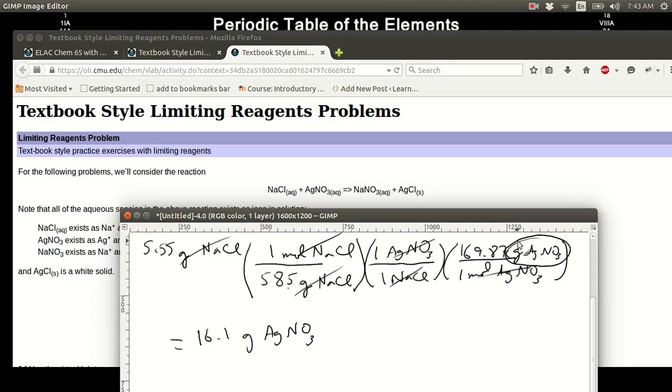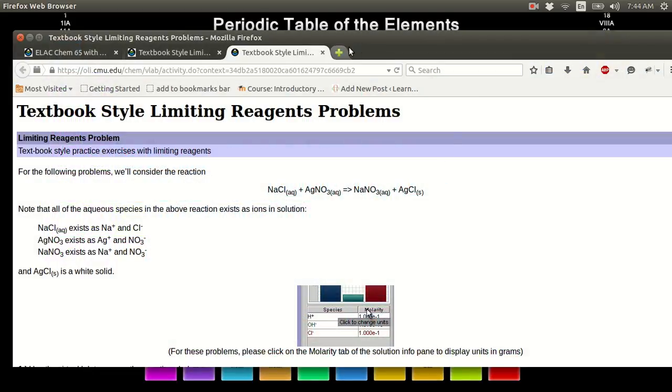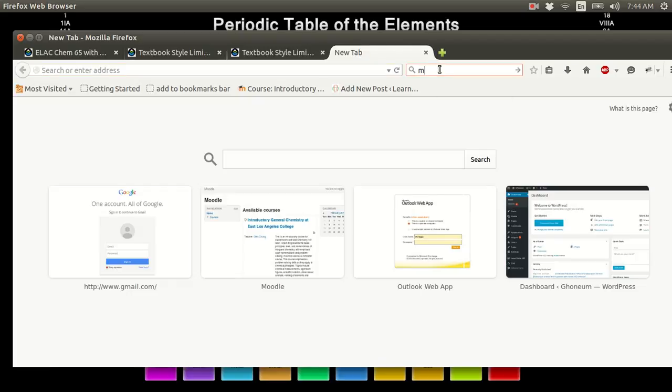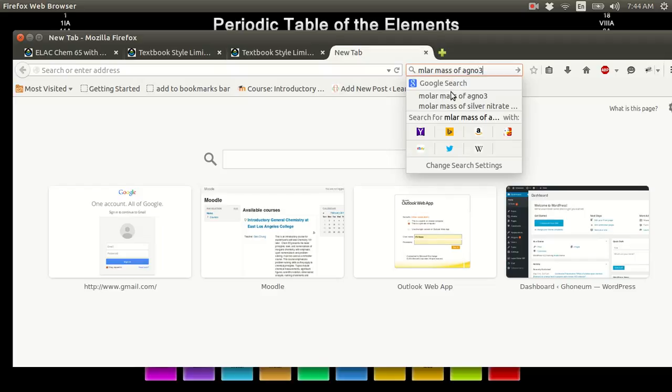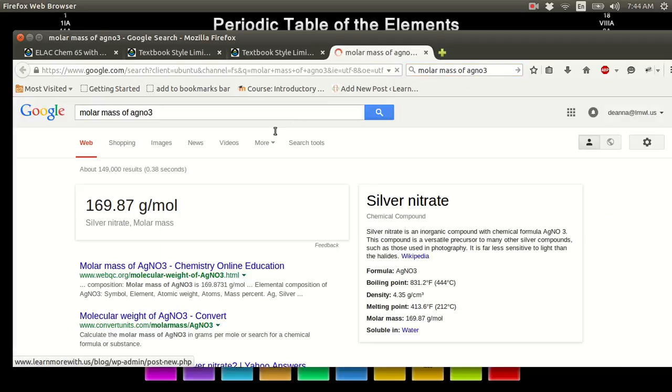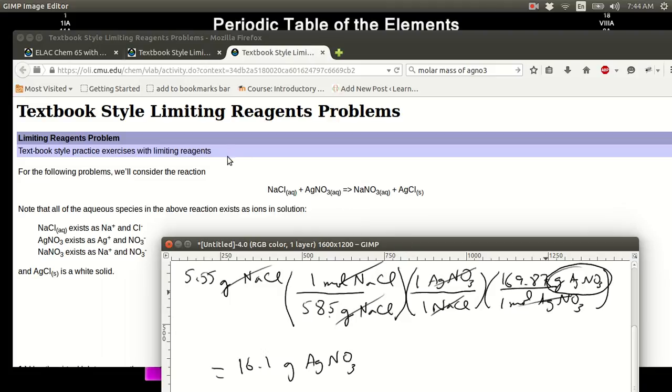By the way, how do I know that 169.87 grams of silver nitrate are in 1 mole of silver nitrate? I know by using the periodic table. But if you don't want to use the periodic table, you can just use Mrs. Google. Like this, see? Boom. Answer. Is that neat? Did you know that? I bet you didn't know that, huh? Okay. So that is my answer for number 2.